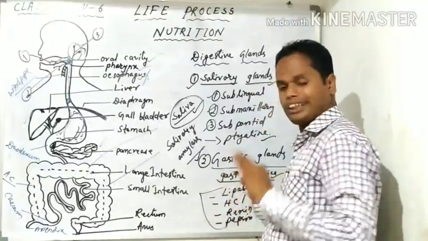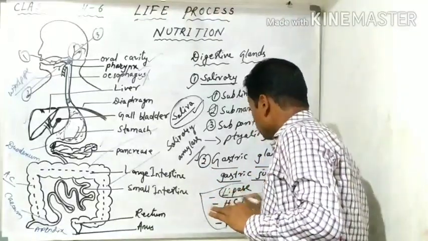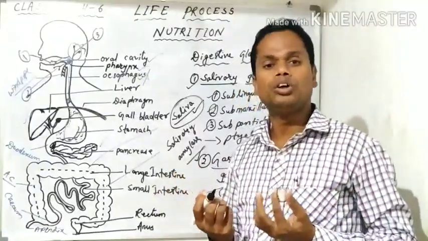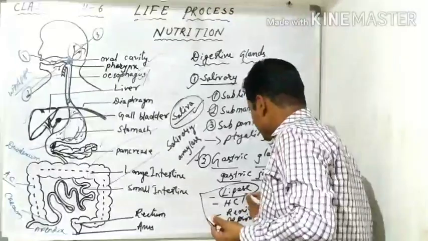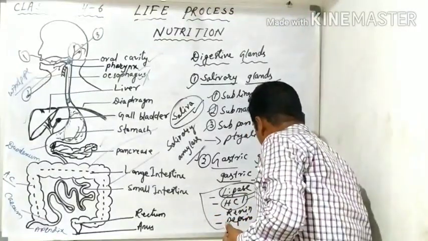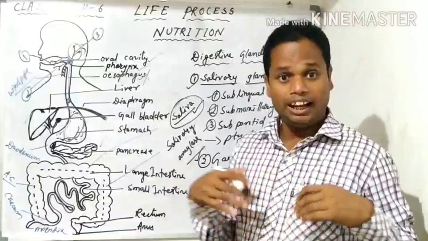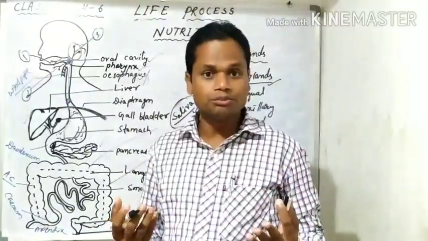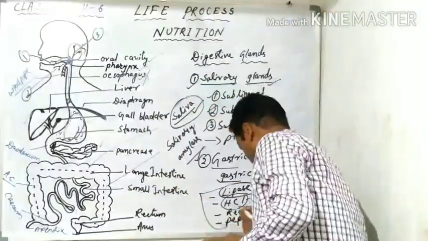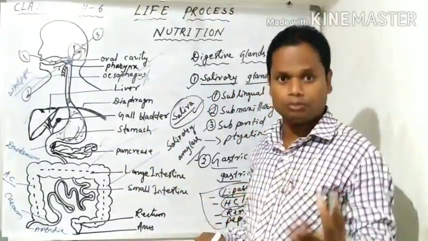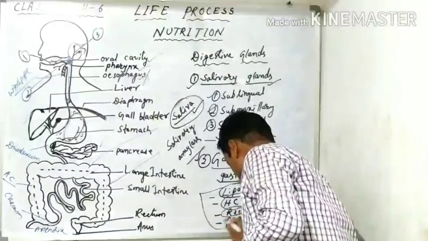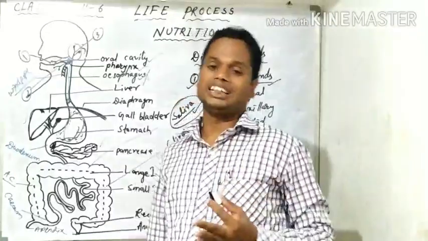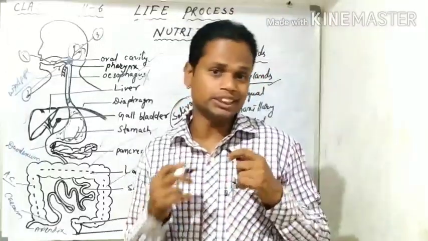Let me make its function clear properly. Lipase is one lipolytic enzyme. Lipolytic enzyme means it helps for the digestion of fat. HCl is one acid which helps for the neutralization reaction or killing of microorganisms, etc. Renin is helpful for digestion of milk protein, and pepsin is one proteolytic enzyme. Proteolytic enzyme means it helps for the digestion of protein.